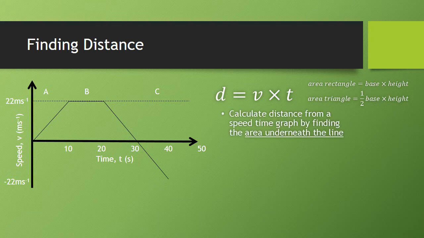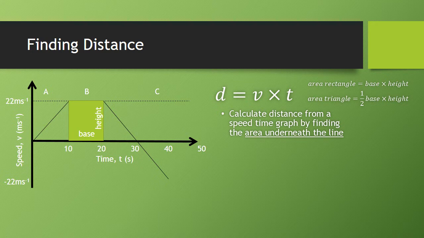So to calculate the distance, we need to find the area underneath the line. To explain why that is, I'm going to look at section B, which is the most straightforward. The area underneath the line is this green rectangle. The base of that rectangle goes from 10 to 20 seconds, and the height of that rectangle goes from 0 to 22 meters per second.